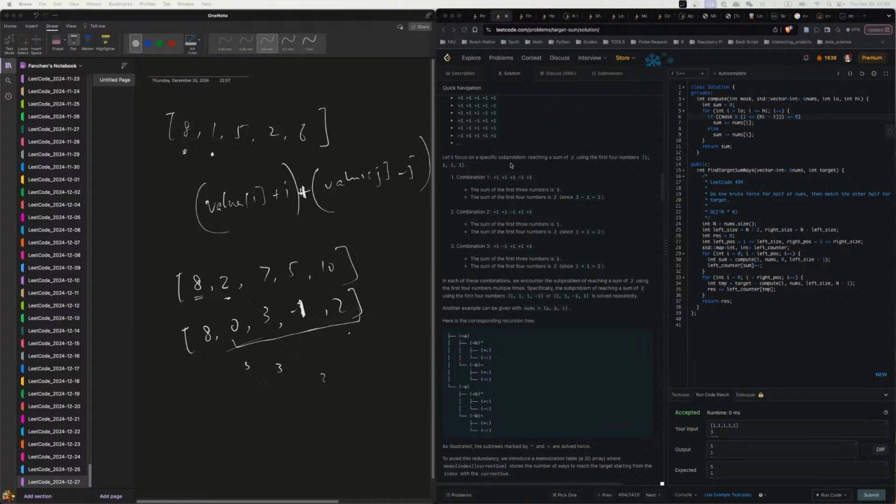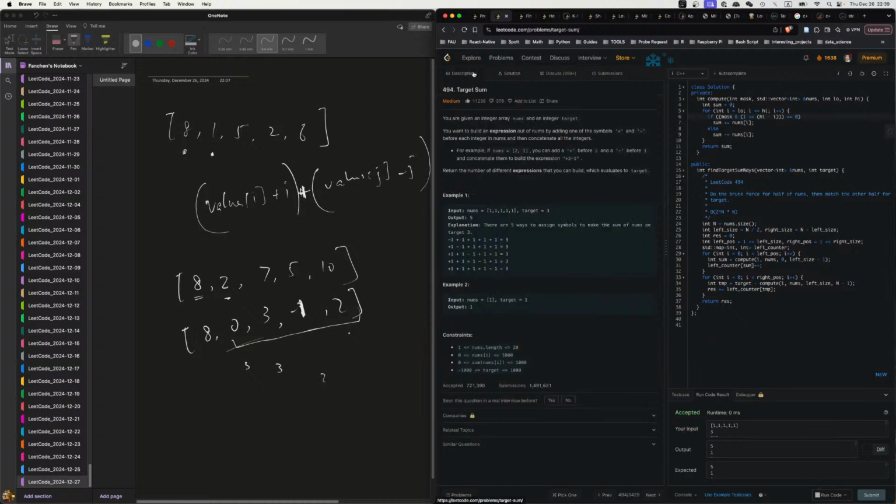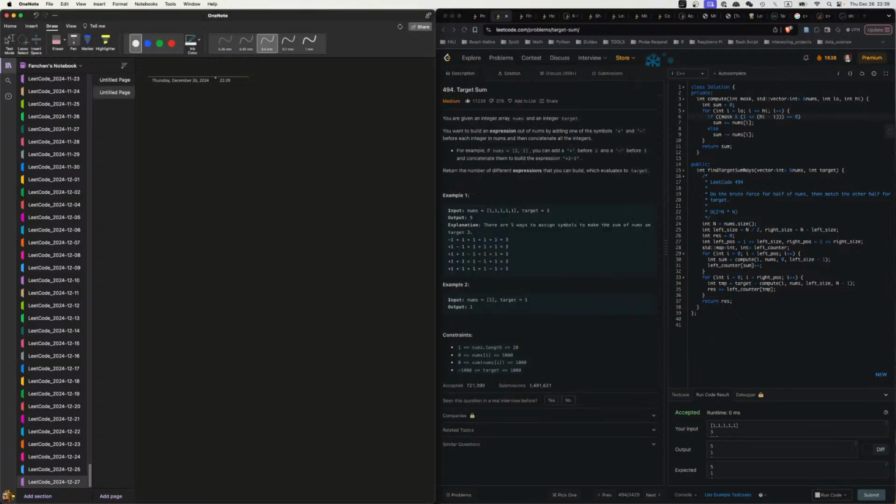Let me think again. Like we say dp[i][j], in this case, yeah, let's say dp[i][j] equals the number of ways to make nums, this all the way to i, make this evaluate to j.